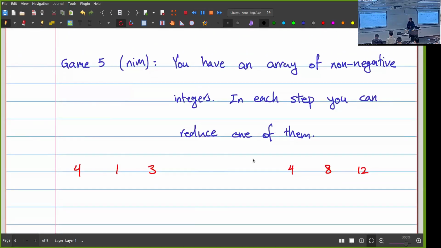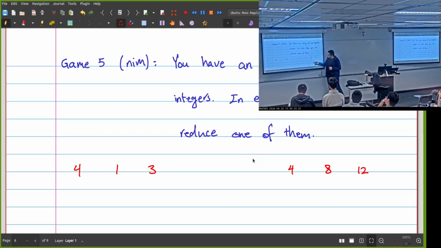One last game. This is actually the game that we're going to talk about the most. So we're going to give it a name. We call this NIM. And the idea here is that you have an array of non-negative integers. So you can have more than one number or more than 2 numbers. I have 2 instances of this game here. Each of them have 3 numbers. And in each step, the player can reduce just one of the numbers. And you have to keep it a non-negative integer. Okay, so you cannot go below 0. You cannot go irrational, whatever. And of course, the player who cannot make any moves loses.